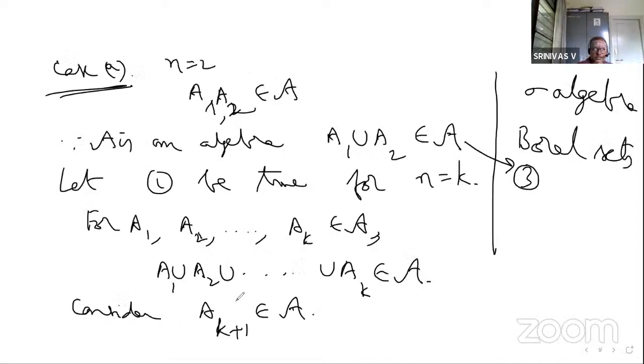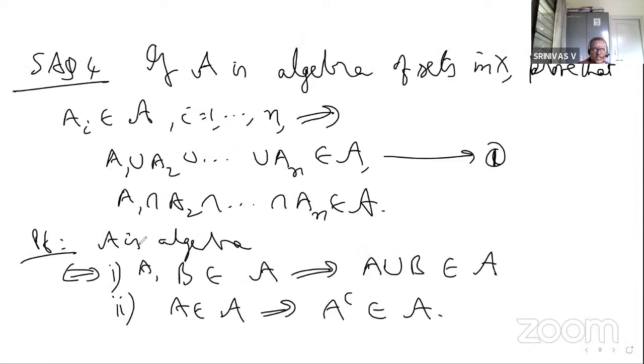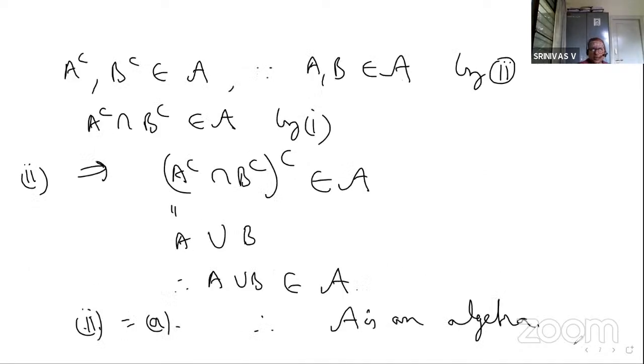So that's how you prove this. And what is the second property? It speaks about intersections.